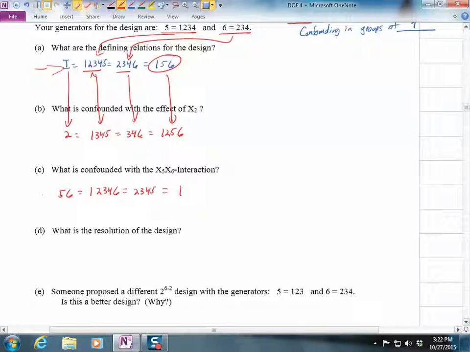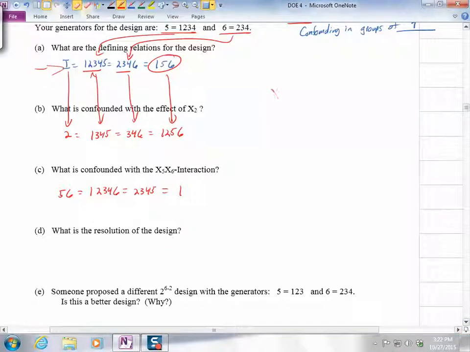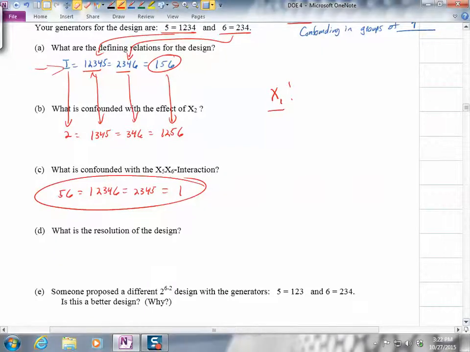So if you did the 1, would it include the 5, 6? Yeah, if I had asked what x1 is confounded with, you're just going to get that. You're going to get 5, 6, all that.